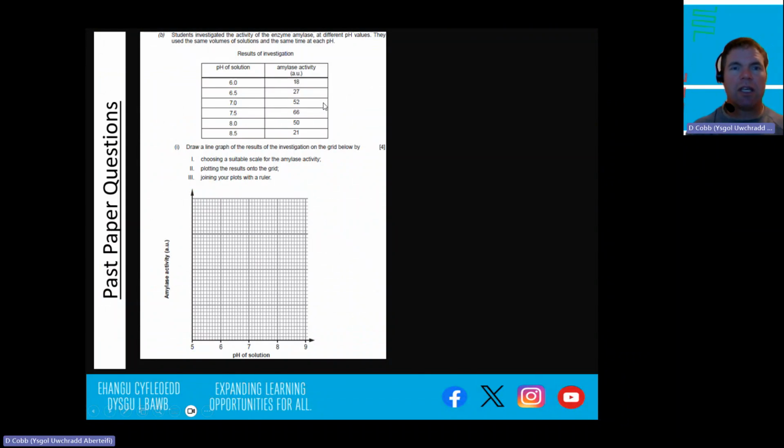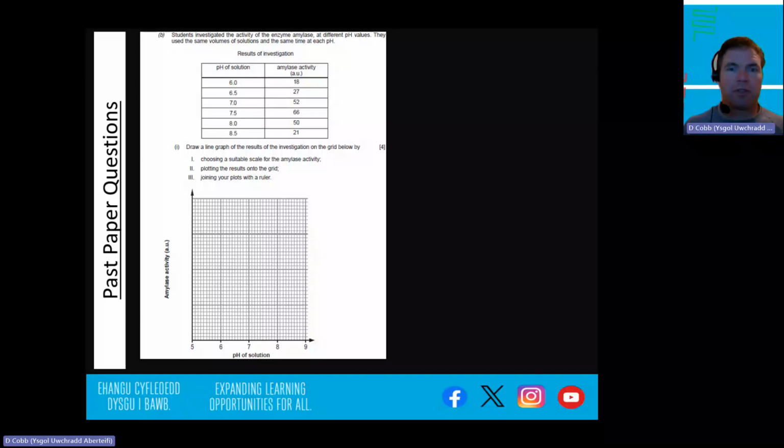And indeed, this question here is a question on pH, where they ask you to plot the information, the data that's in that table. So it's worth spending a little bit of time just going over this because it's such a common thing that is asked. It should be very straightforward. This looks like a foundation question to me because they are holding your hand through this 4-mark question. They're asking you to choose a suitable scale, so they tell you to do that. They ask you to plot results, and they tell you to join the plots with a ruler.